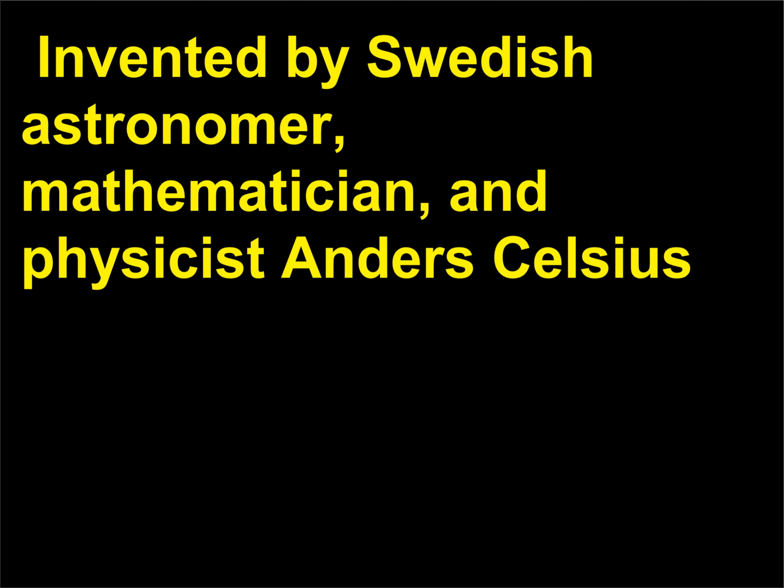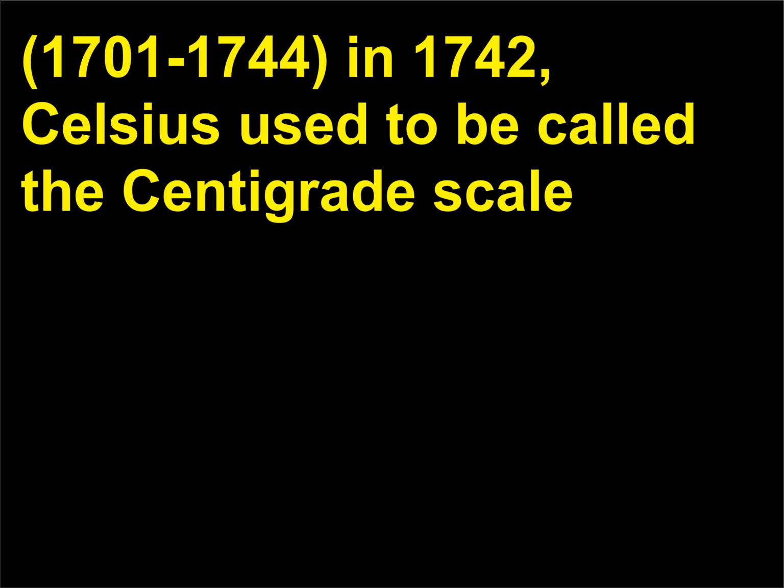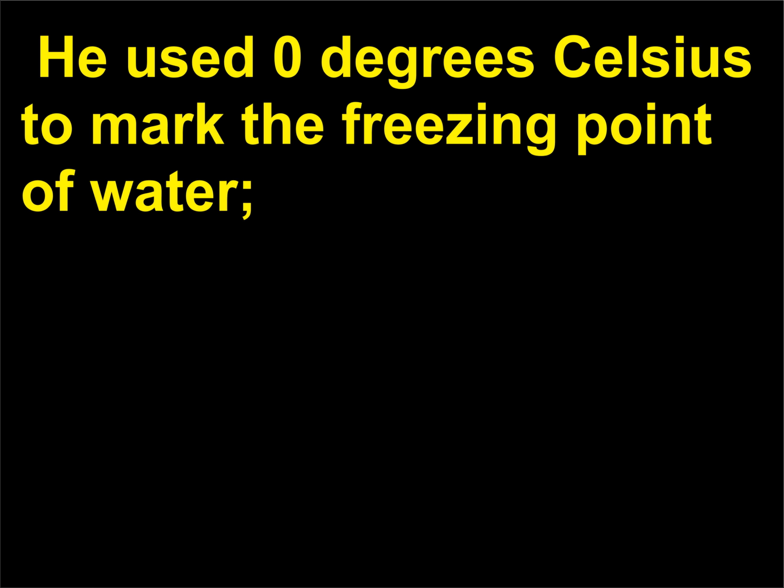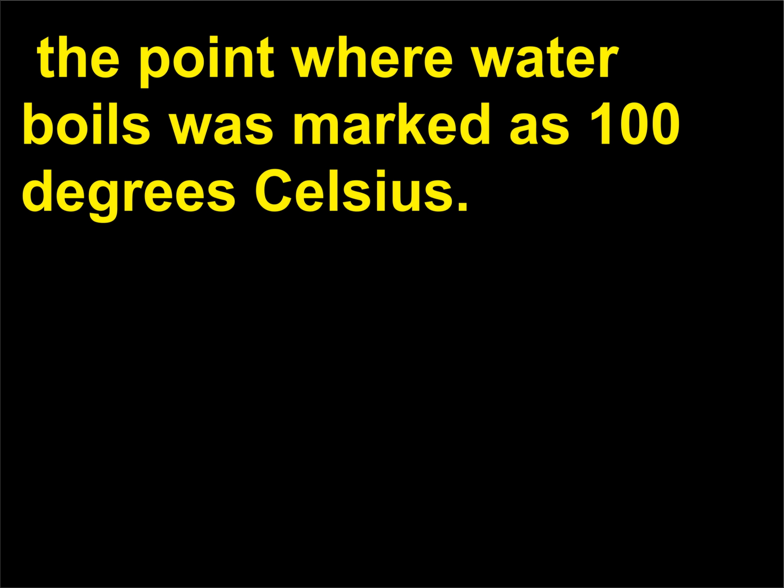Invented by Swedish astronomer, mathematician, and physicist Anders Celsius, 1701 to 1744, in 1742, Celsius used to be called the centigrade scale. It can be capitalized or not. Centigrade means divided into 100 degrees. He used 0 degrees Celsius to mark the freezing point of water. The point where water boils was marked as 100 degrees Celsius.